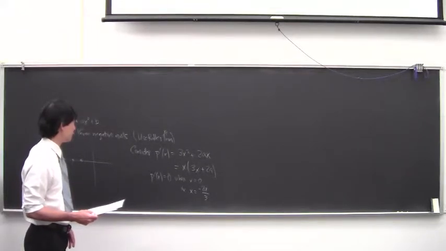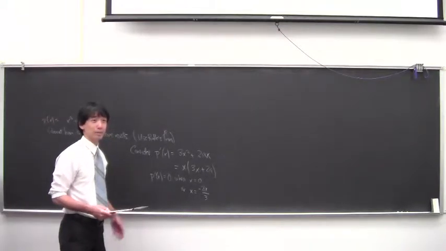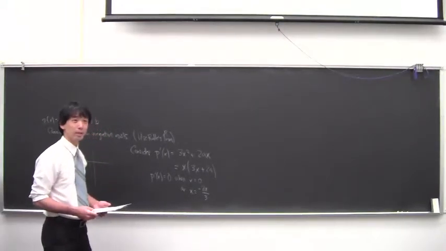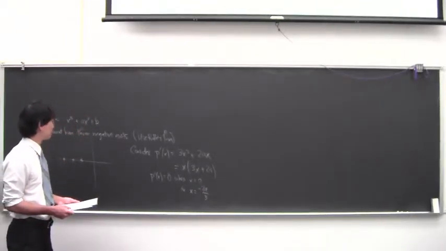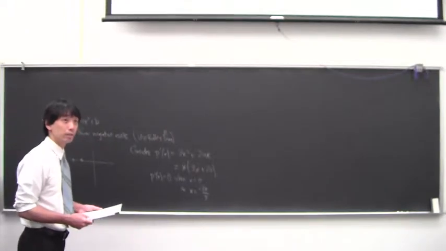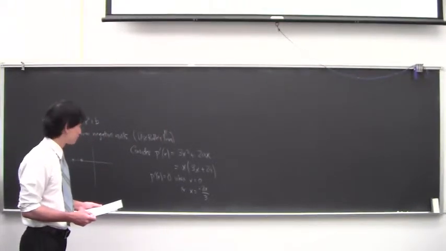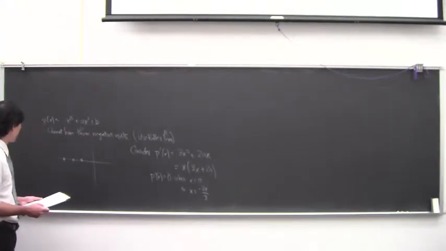So p prime equals 0 gives the possible places for maxes and mins. And you would need two extrema in the negative side of the graph in order to have 3 roots and 3 negative roots. You would need to have 2 extrema on the left side in order to have 3 roots.